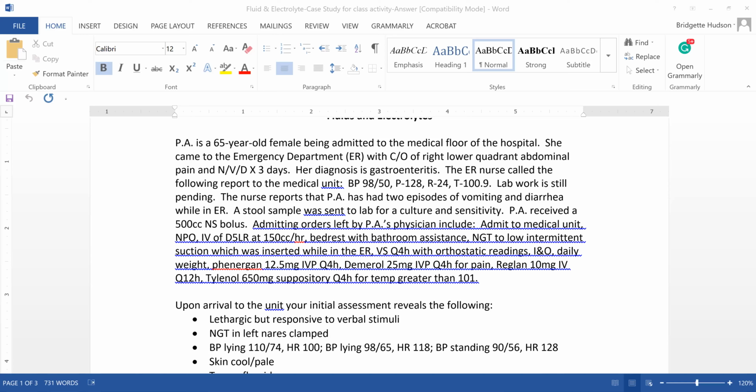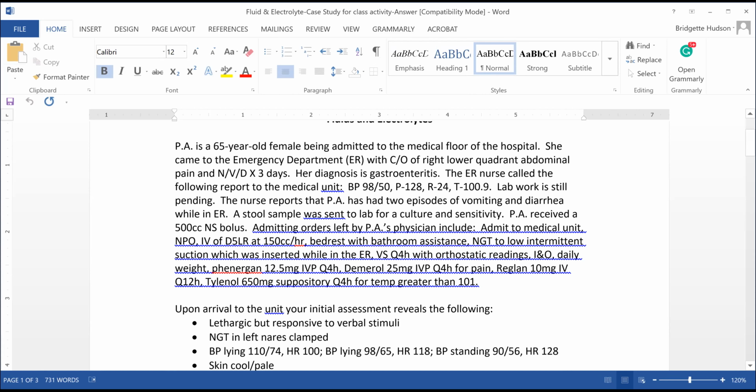Her blood pressure's low. I agree, a little low, 98 over 50, although her lying was normal. There's a big difference. Okay. So her blood pressure's low. Are you concerned about her pulse rate or her respiration? Yeah. Okay. Her pulse.